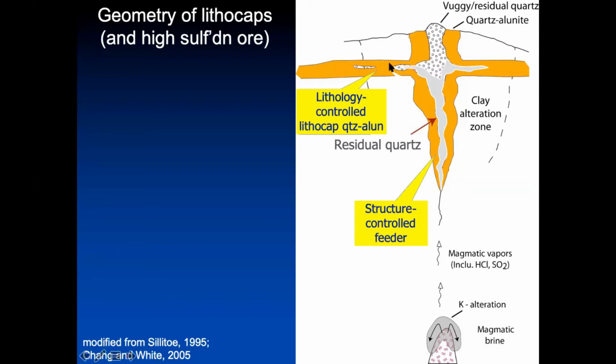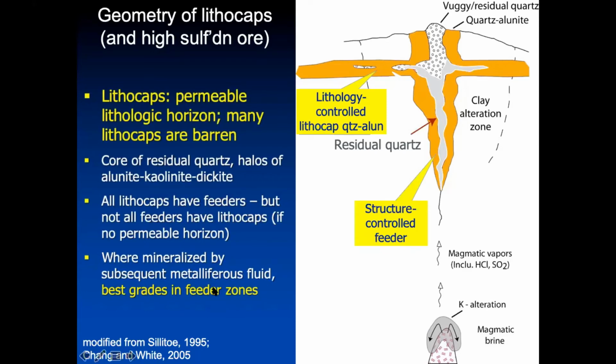If there is a permeable horizon, it's possible for this alteration to flare or to mushroom into the permeable horizon and cause the lithocap alteration. I should say that many lithocaps are barren. It's only the vapor condensates that create the alteration, but there's no mineralization. That's because the mineralization comes after the alteration.